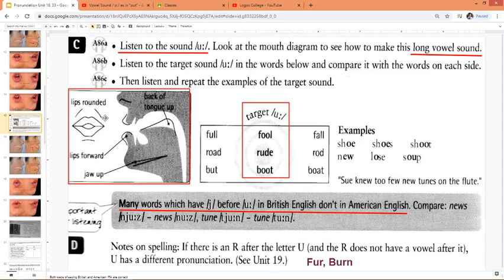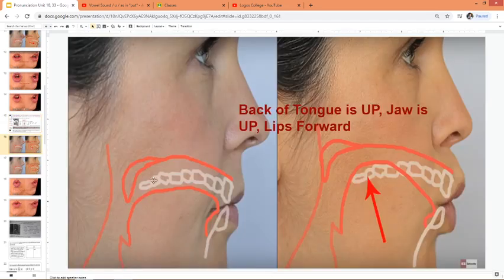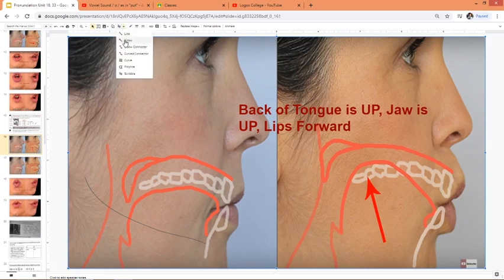Your back of tongue is up, lips are rounded, lips forward, jaw up. Let's take a look at the side of your face. So back of tongue is up, and jaw is up, and lips are forward. Again, this is your jaw right here. Okay, your jaw goes up, all right? Jaw goes up. Lips are forward, all right? Lips go forward, and the back of the tongue is also up.